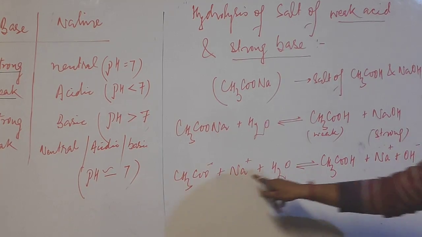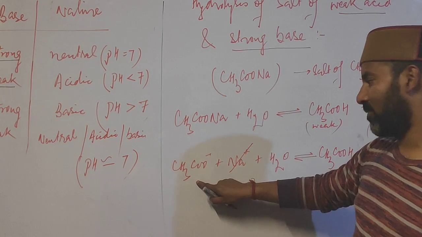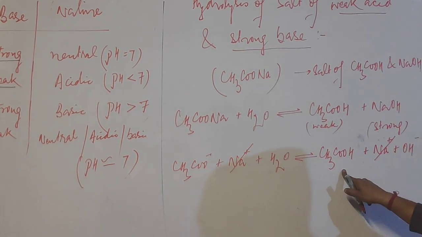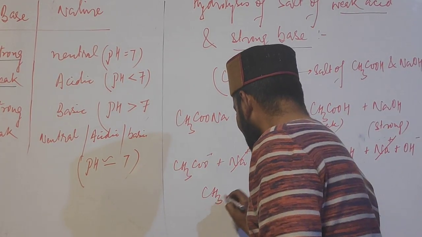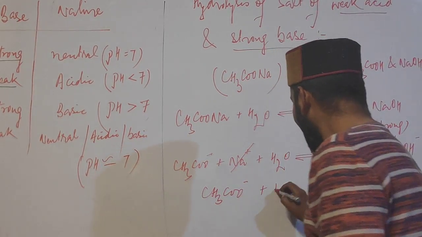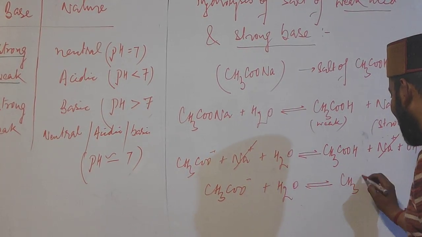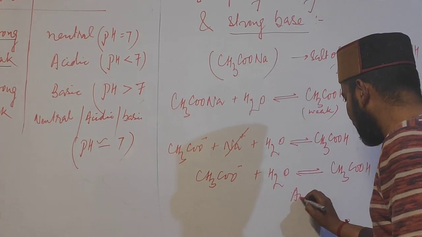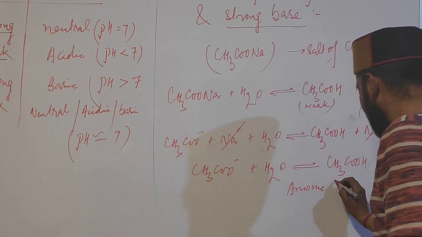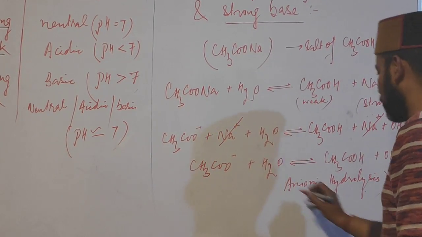Now see, sodium ion is as it was before, but acetate ion was free earlier, now it is not free because acetic acid is weak. So we say that in this case, which ion undergoes hydrolysis? It is the anion. So that is why students, this case is called anionic hydrolysis.